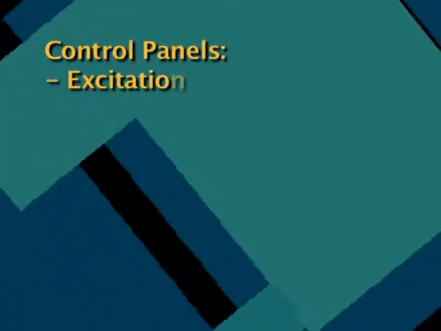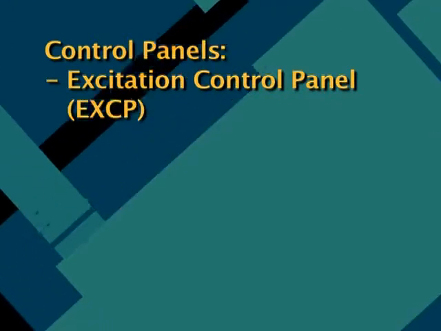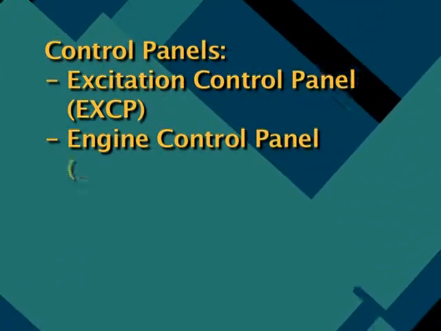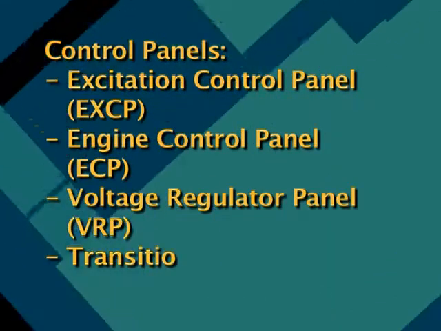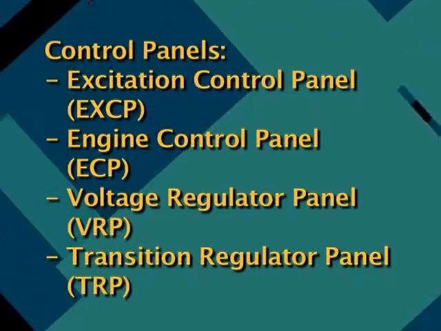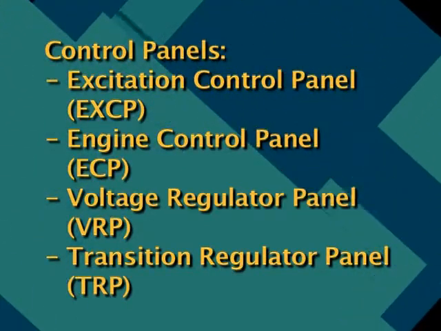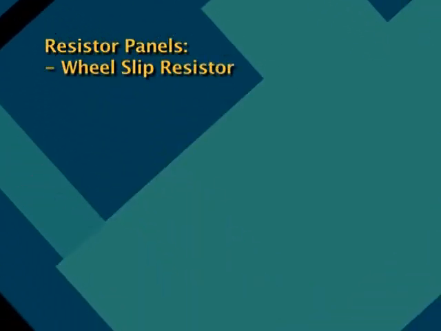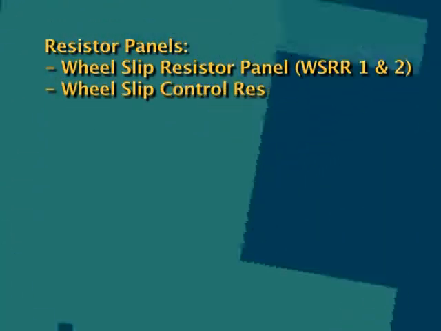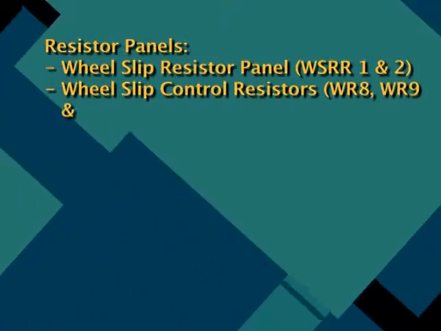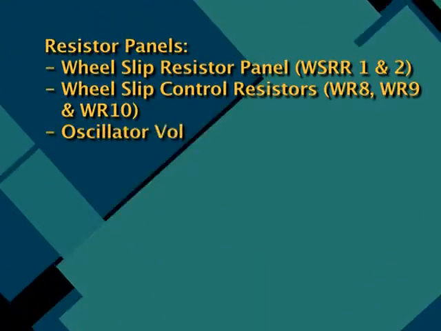List of items removed from previous control system. Control panels: excitation control panel, EXCP; engine control panel, ECP; voltage regulator panel, VRP; transition regulator panel, TRP. Resistor panels: wheel slip resistor panel, WSRR1 and 2; wheel slip control resistors, WR8, WR9 and WR10.